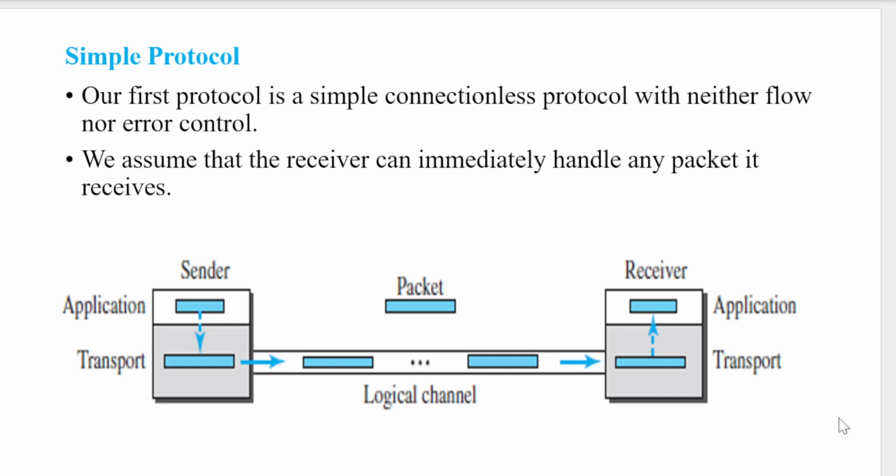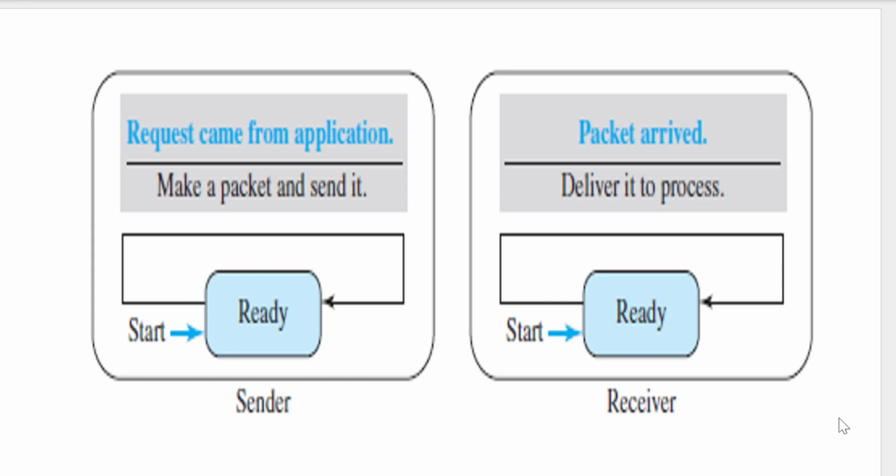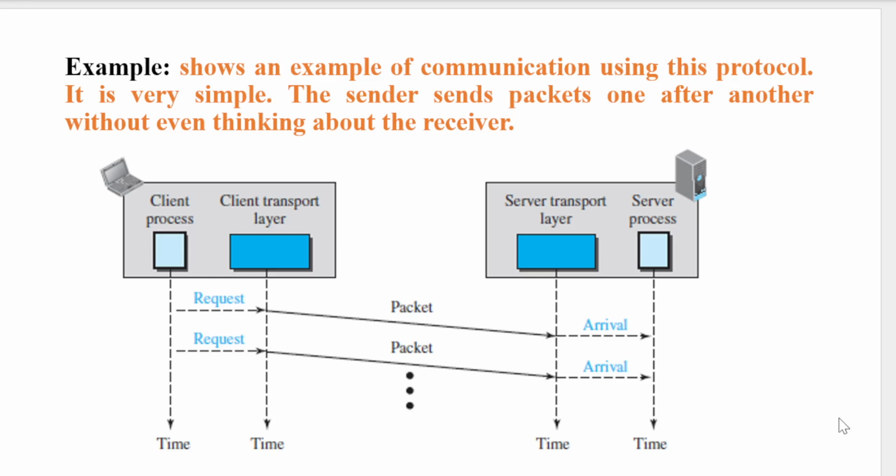So it is a connectionless protocol. Here you can see that the request came from the application and the packet arrived, it's just the same. There is a request and this is the arrival, although there is a sort of delay here as it is a connectionless service. So this is one way in which the sender can send data to the receiver.